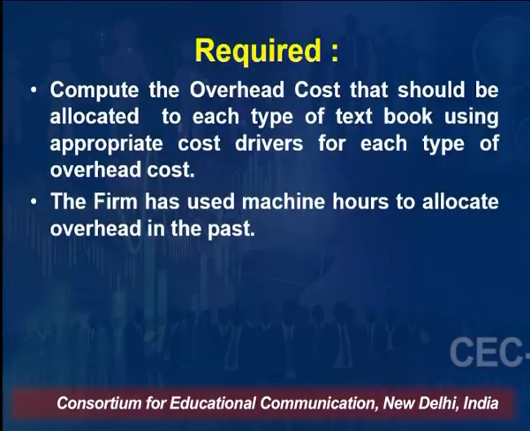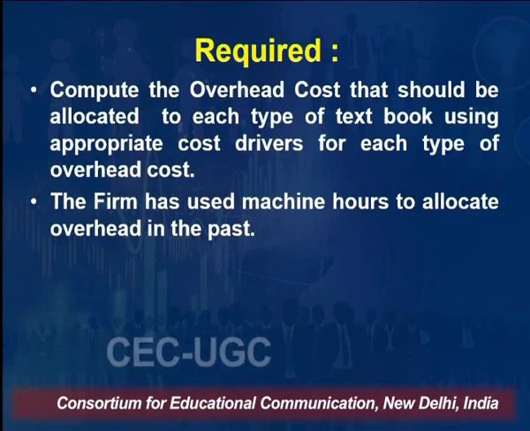So here this question is different from the previous question, because in the previous question the cost driver was given. Here the cost driver is not given. We have to first determine the cost driver and after that we have to calculate the overhead rate and then eventually allocate it to the product. So appropriate cost drivers we have to identify for each type of overhead cost, and they are further reporting to us that the firm has used machine hours to allocate overheads in the past. So in the past, what publisher has been doing, that they have been using machine hour rate to allocate the overhead cost in the past. As per past practice, this is what they have been doing.